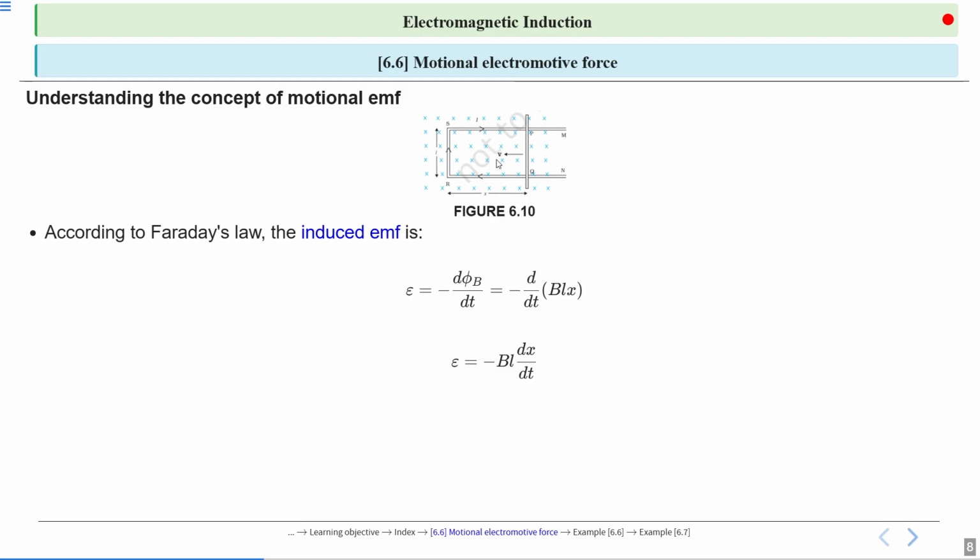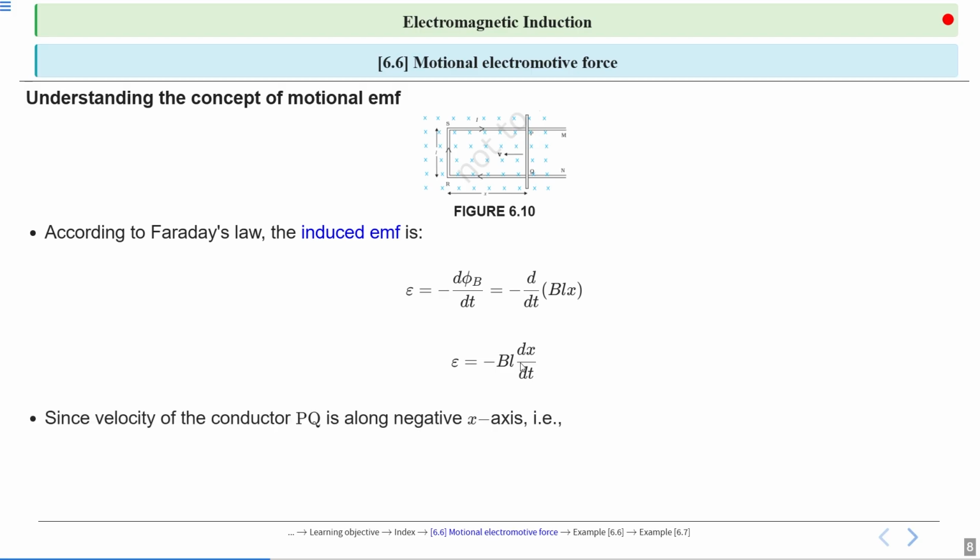So what is this velocity? dx by dt, the rate of change of X. The PQ arm is moving towards the SR arm, and this is the initial distance X. Now we are moving towards the left, so this X is decreasing with respect to time. Due to this decrease of X, this dx by dt will be related to V. This X is not constant, it is changing, so it will not come out of the derivative.